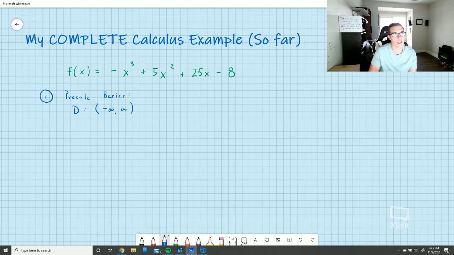It's pretty much the case for most functions. The range, well, since it's a cubic, it goes all the way down to negative infinity, all the way up to infinity. So the range is also all real values. But good to remember that domain and range sometimes play an important role. Some other things you should be able to tell me are the roots.